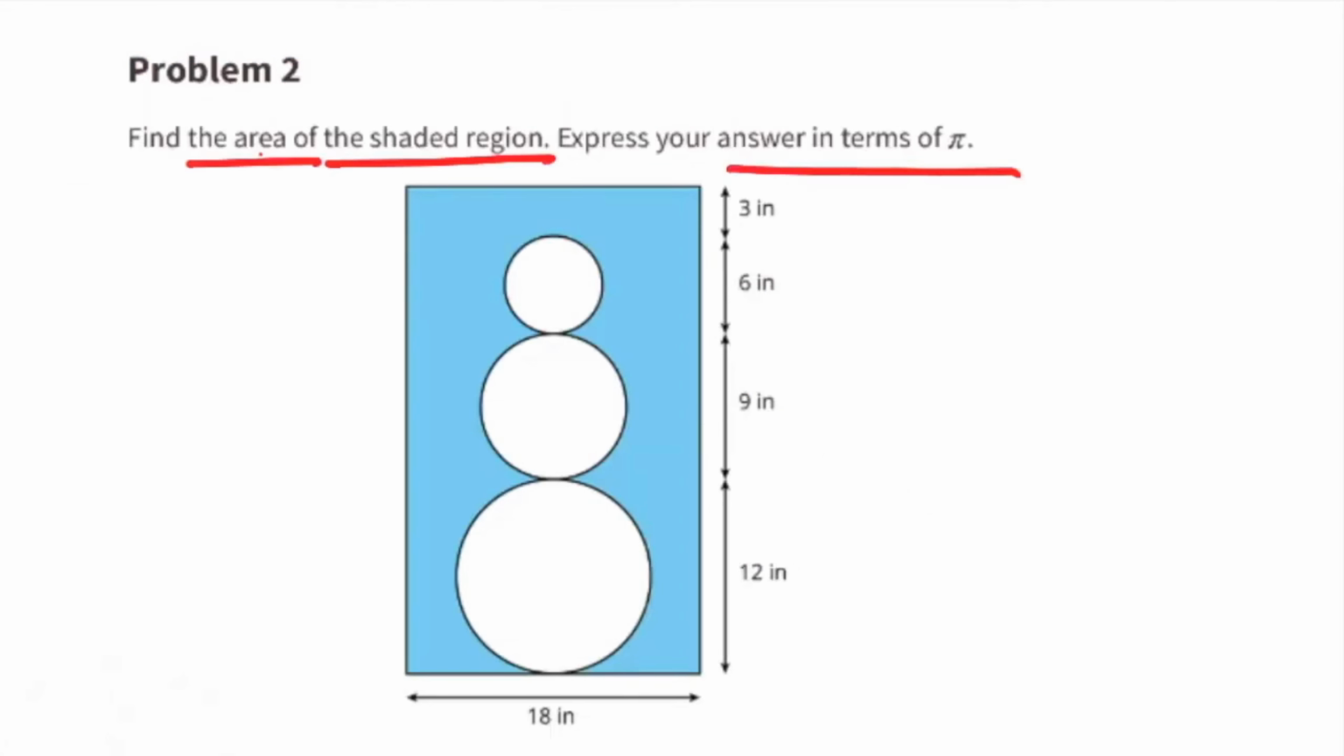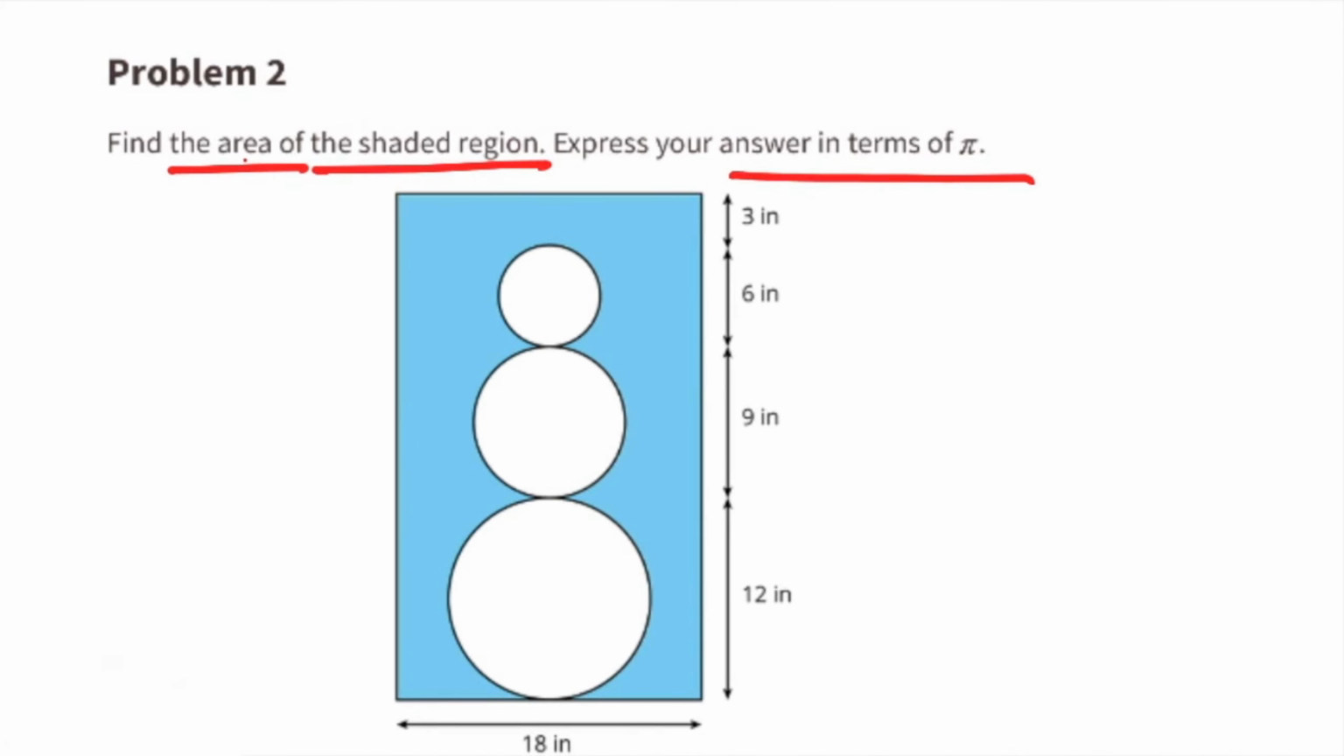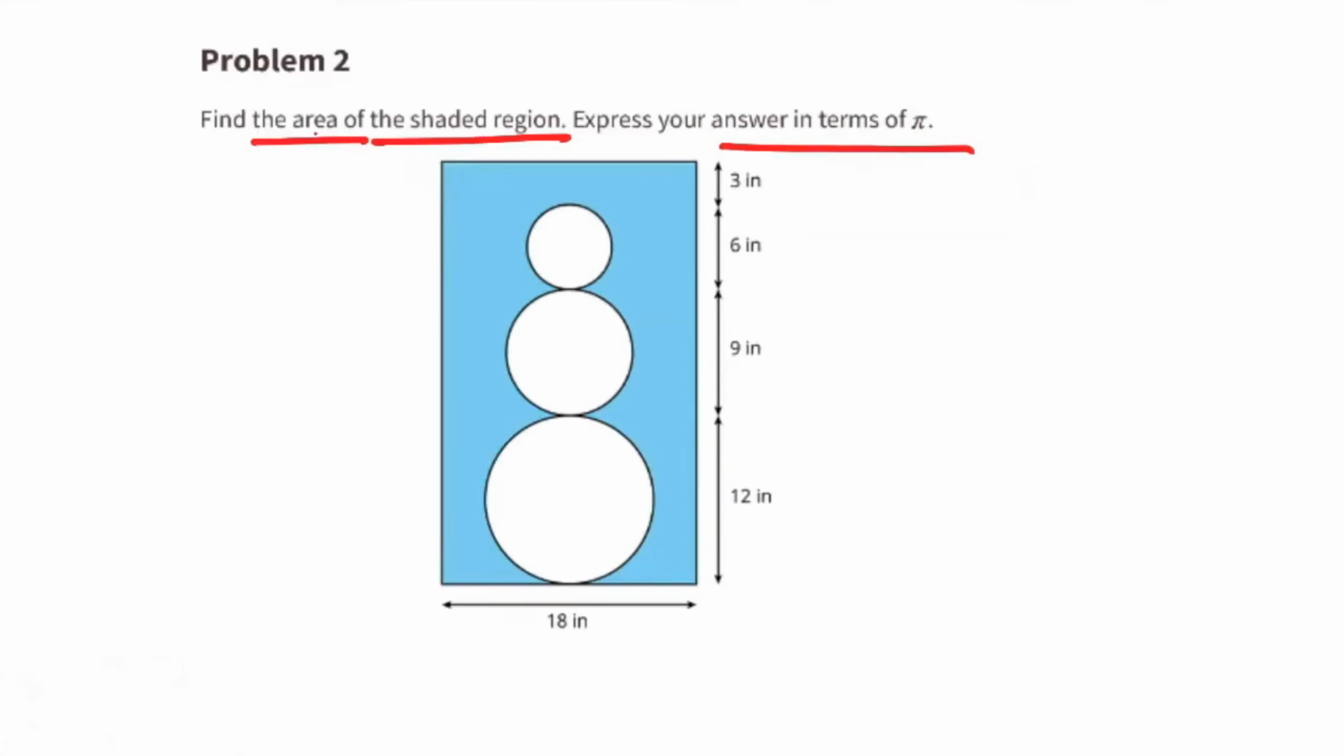Problem number 2. Find the area of the shaded region. Express your answer in terms of pi. First, I'll find the area of the blue rectangle. Then I'll find the area of the 3 circular shapes inside and subtract the area of those circular shapes from the area of the rectangle.